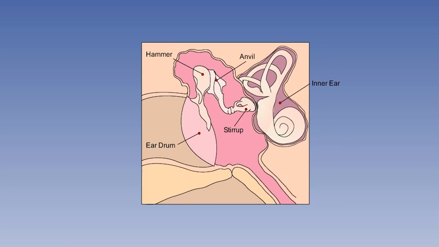There are 3 bones in the middle ear, collectively known as the ossicles. They are the malleus, the incus, and the stapes. In lay terms, these are also known as the hammer, the anvil, and the stirrup. They are all hinged together and form a bridge between the eardrum and the oval window on the cochlea, which is part of the inner ear.